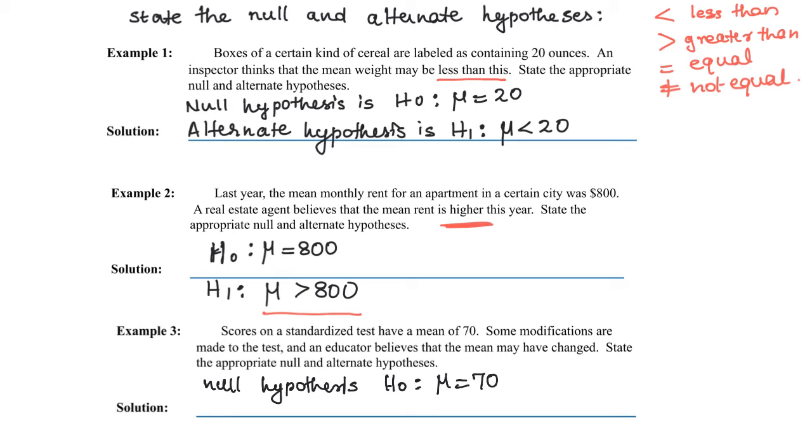mu equal 70. So the educator wants to know whether the mean has changed. They are not saying it has increased or decreased. If they are just saying it's changed, that means it's not equal to 70. So the alternate hypothesis will be mu not equal 70.